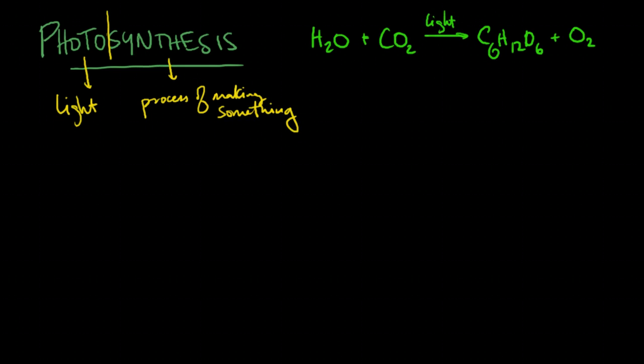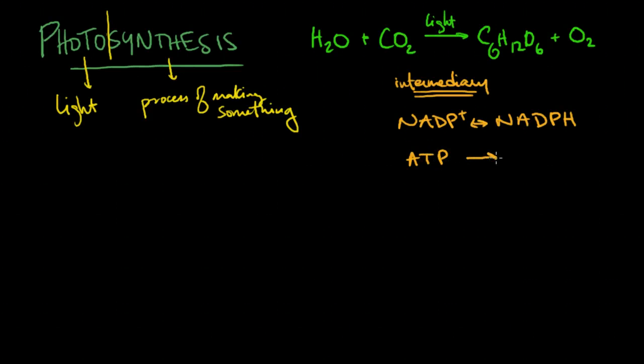But there are a couple of intermediary products and reactants, and I'm just going to list them here and we'll come back and talk about them. There's NADP+, which converts back and forth from NADPH, and we've got ATP that goes back and forth from ADP plus a lone phosphate group. And so these keep going back and forth within our processes of photosynthesis. So these are molecules that we'll talk about in just a minute.